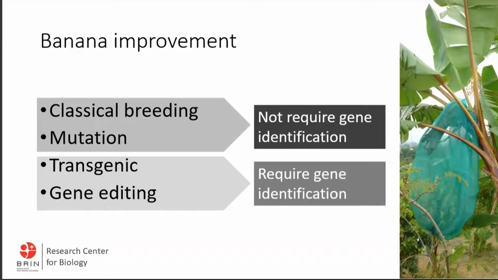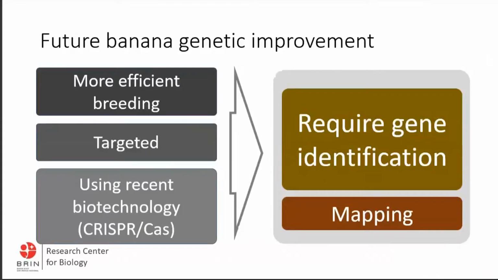Classical breeding and mutation do not require gene identification preceding the activities. In contrast, transgenic and gene editing require gene identification preceding the work. I'm thinking that in the future, banana genetic improvement will be more efficient, targeted, and using recent technology such as gene editing or CRISPR-Cas.